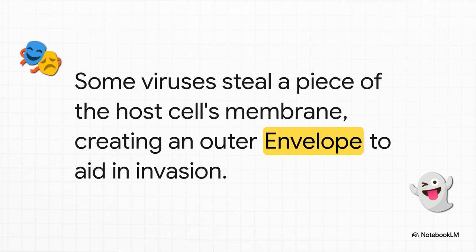As they're busting out of an infected cell, they actually steal a piece of the cell's own outer membrane and wrap themselves in it. This stolen envelope is studded with the virus's own proteins, and it acts like a secret key, helping the virus dock onto and break into new cells. It is a brilliant piece of camouflage.